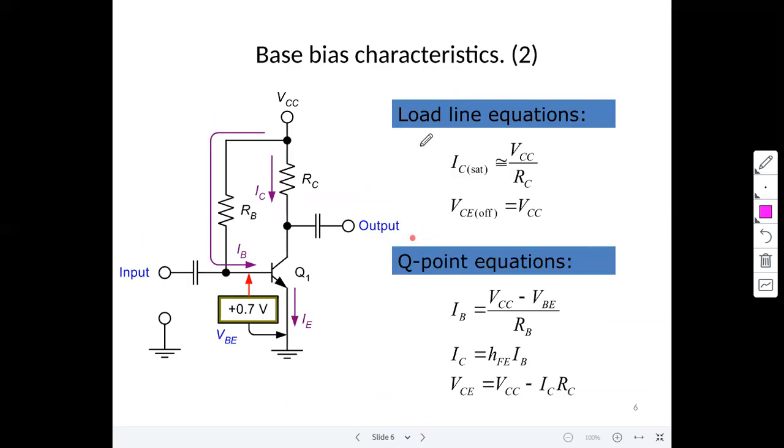Okay, this is the recap of base bias. For the load line, IC saturation is equal to VCC by RC, and VCE off is equal to VCC. Then coming to the Q point, IB is equal to VCC minus VBE by RB. IC is equal to hFE into IB, or IC is equal to beta times IB, and VCE is equal to VCC minus IC into RC.